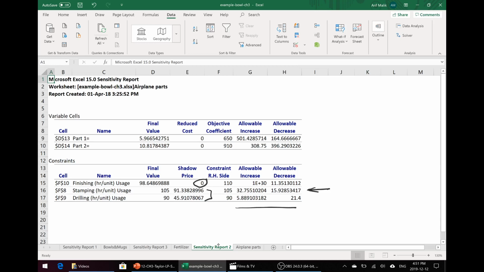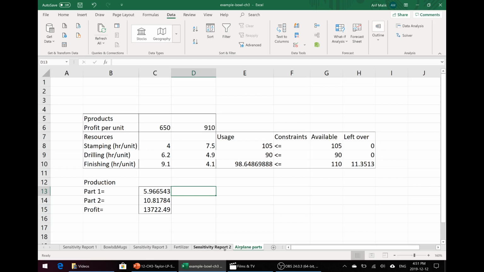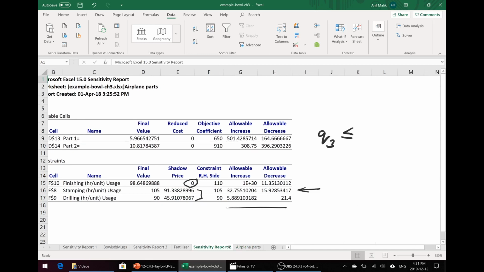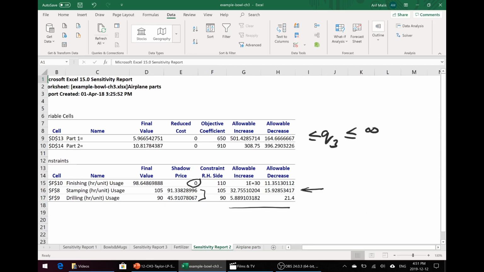Here for the third constraint, Q3, I suppose the finishing constraint is the third one, Q3, and its upper limit is actually infinity, and the lower is something like 110 minus 11.35, so it is about 98.65. This is 98.65.